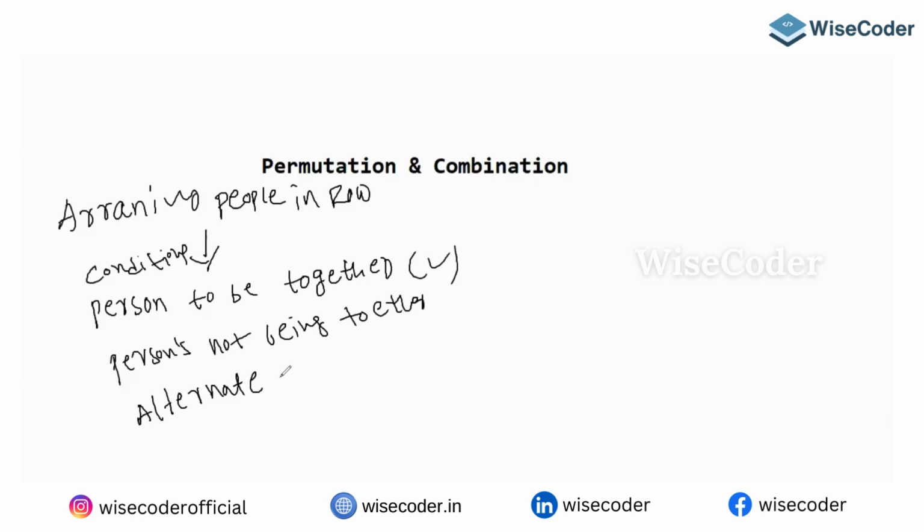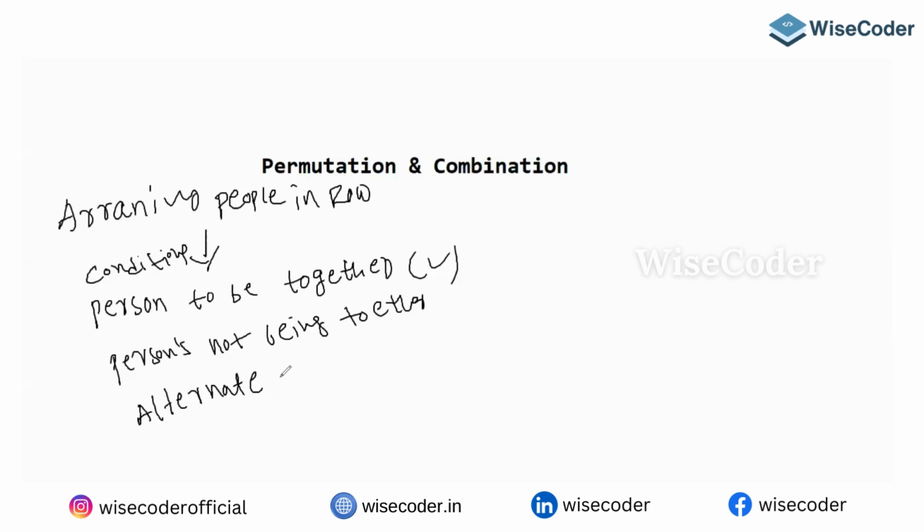Till now we have seen the arrangement of numbers, the arrangement of people. Now we'll go for circular arrangement. Till now we have seen the linear arrangement. Then how will the circular arrangement come into the picture?